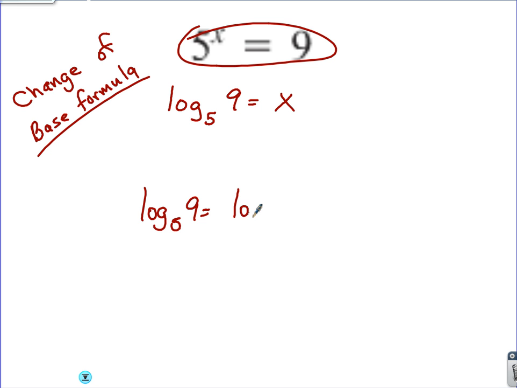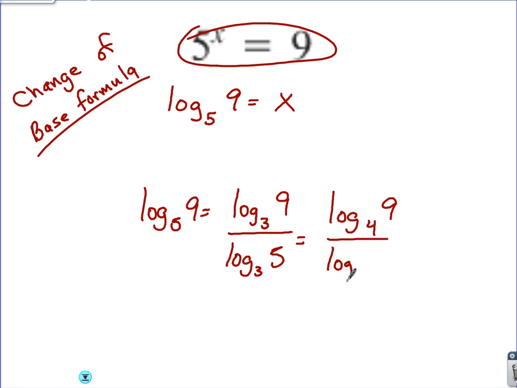you could rewrite that with any base that you want to by doing this. You could do log base 3 of 9 divided by log base 3 of 5. You could do log base 4 of 9 divided by log base 4 of 5. You could do log base 9 of 9 divided by log base 9 of 5. You can turn it into any base that you want to by doing the log of this number divided by the log of this number. It doesn't matter what base you use, it works out the same with any of them.